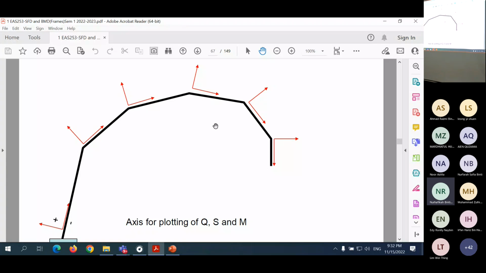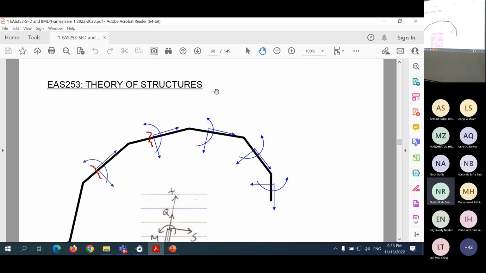So we start from the left end and then we go. You make a series of these XY axes. So this is XY, XY, XY, XY, XY, and XY there. So when you come to here, positive, you plot here, negative here, positive here, negative here. So this is the axis for plotting. Then the corresponding positive direction for Q, S, and M is like this.